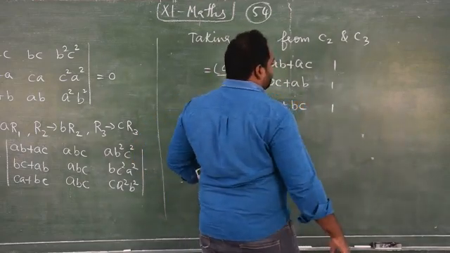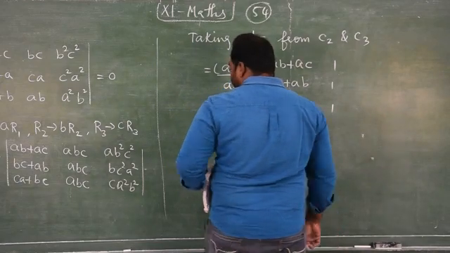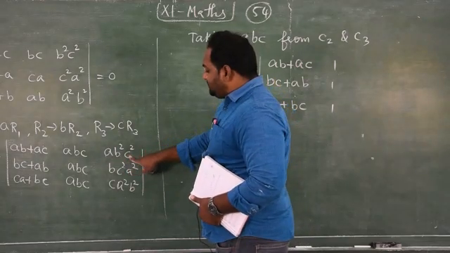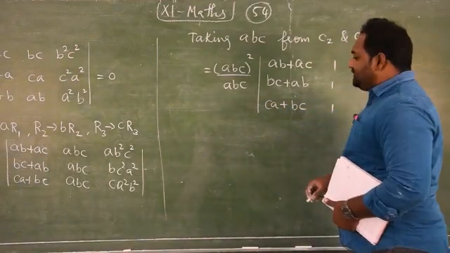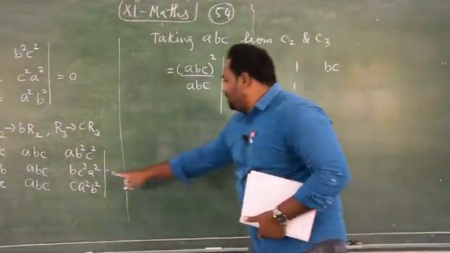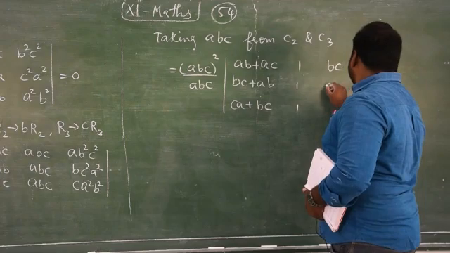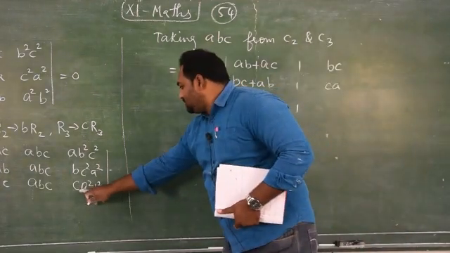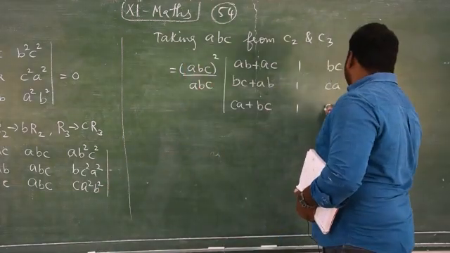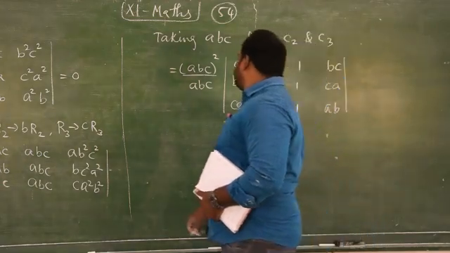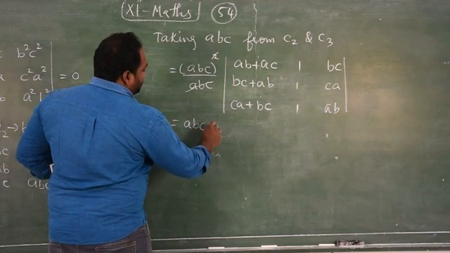Here we have taken ABC from column 2, so it is 1, 1, 1. Next, here we have taken A, B, C, so remaining here 1B, here 1C. So it is BC. Next, here ABC came out, so only 1C and A is remaining, so it is CA. Next, here C came out, 1A came out, 1B came out, remaining AB. Now still we can cancel this and this, leaving ABC alone outside the determinant.